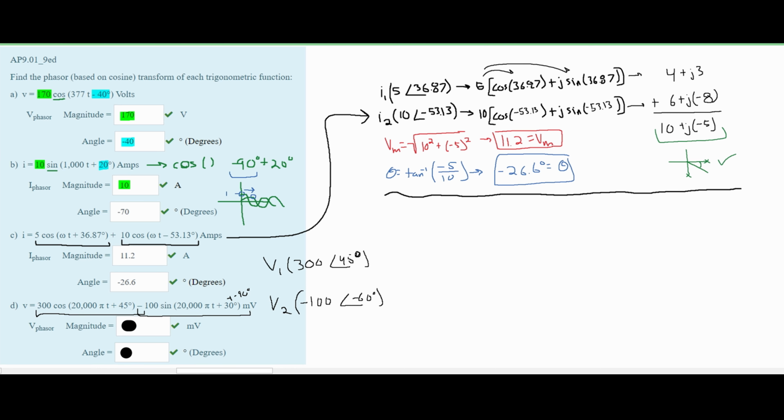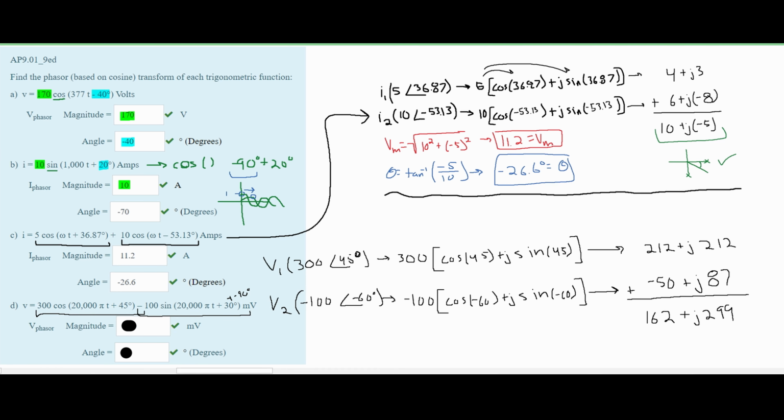And I'm going to do it once, where we have our Vmax, which is the 300 magnitude, and then inside of here we have the cosine of our angle plus the j times the sine of our angle, which is 45 degrees for this example. And j just represents an imaginary number. That's what that means. Now we're going to do the same thing for our V2. From this, we are going to get this equation right here.